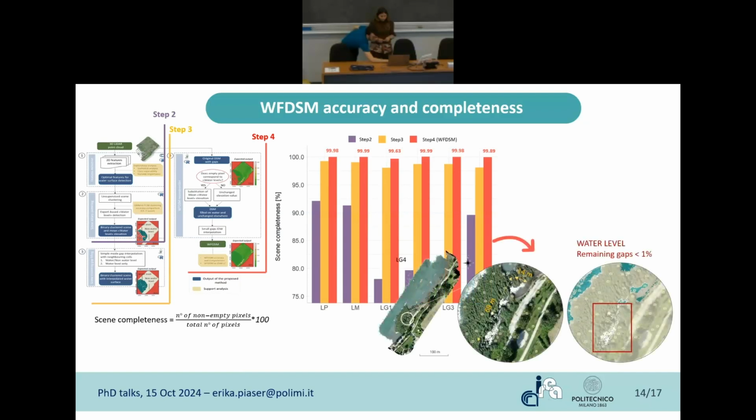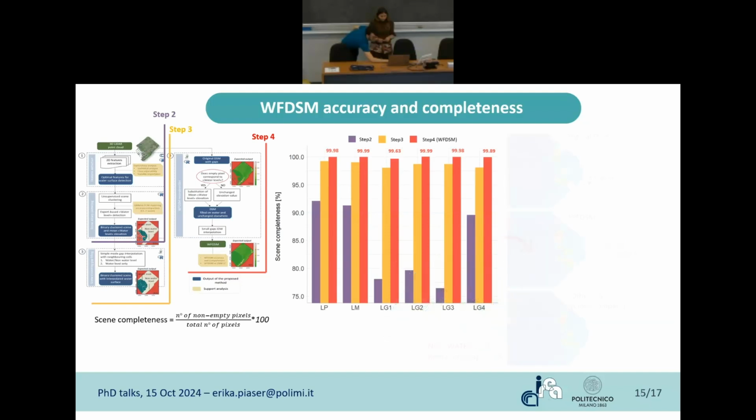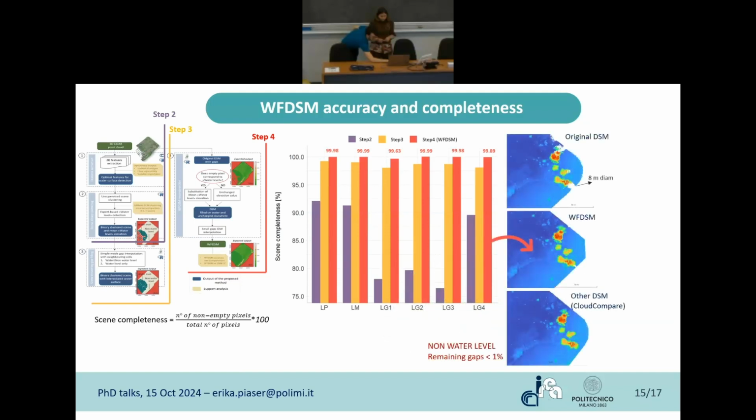It's not completely 100% because we have some remaining gaps, less than 1%, at water level, if our gaps on water are very high, are huge, or at non-water level, if we have some occlusion gaps due to, I don't know, tree canopies that are very high, so the algorithm is not able to fill the gaps completely. But I think that at this point we have to understand if our objective is to have a complete DSM or an accurate DSM.